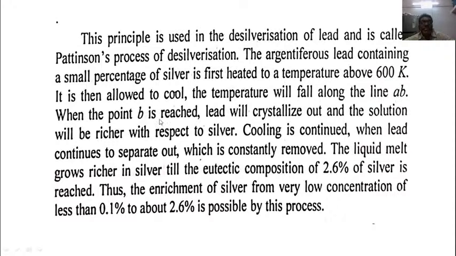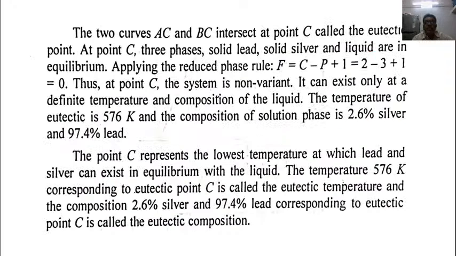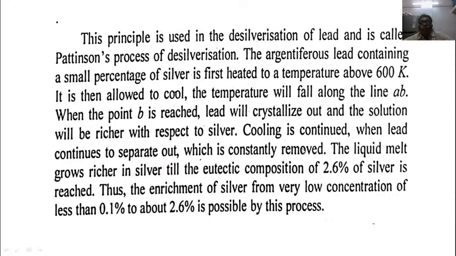When the point B is reached, lead will crystallize out. Means lead is going to separate, and the solution will contain the silver there. So cooling is continued, that process is going on. Cooling is continued and lead continues to separate out, because we are decreasing the temperature and we know that the composition of the lead is greater there. So lead will separate out, which is constantly removed.